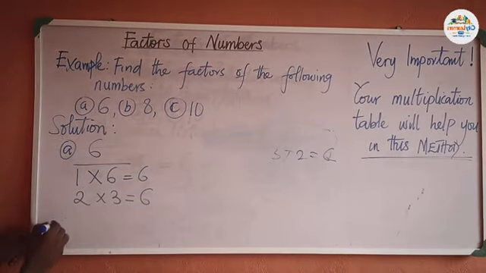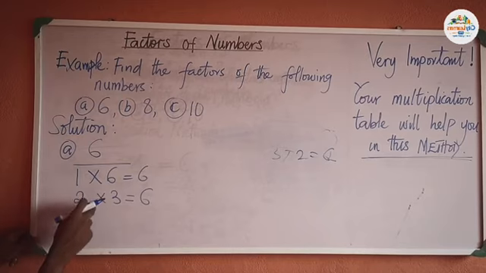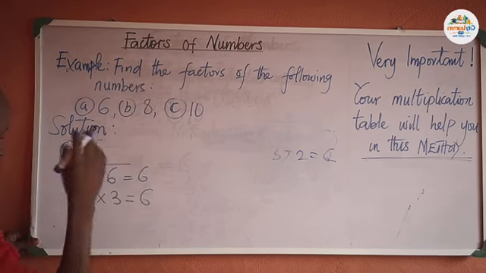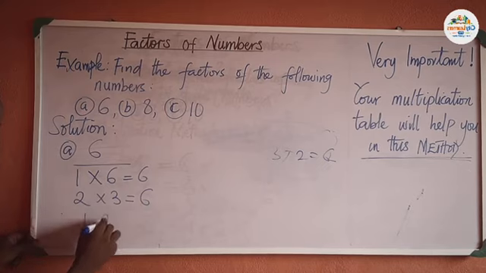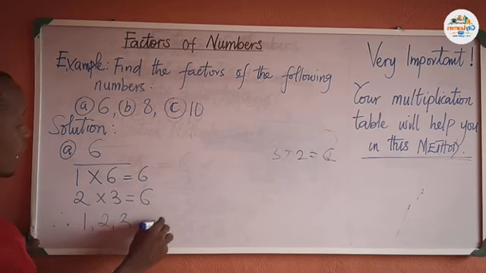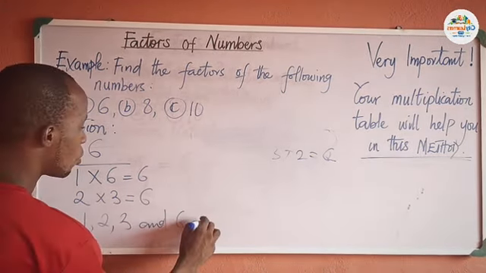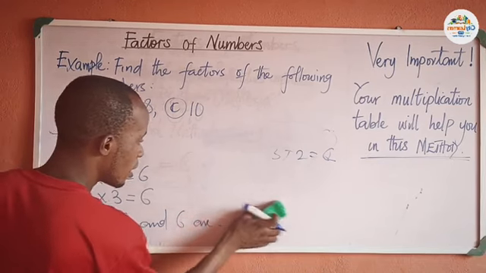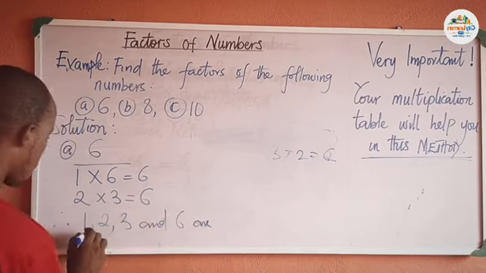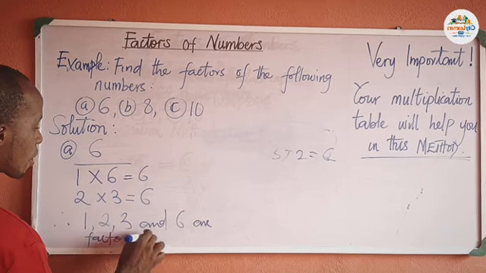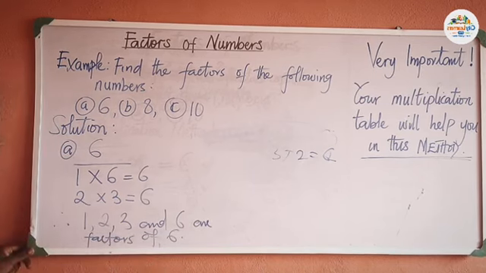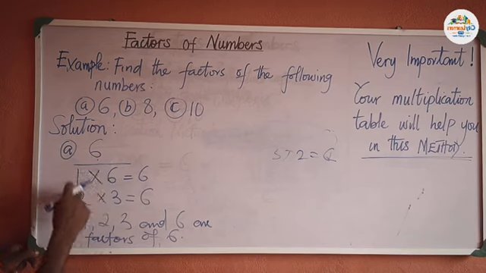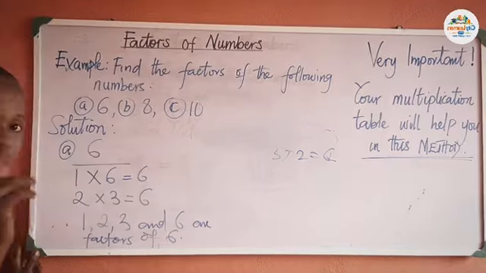Therefore, you have to write them down in ascending order, that is from the least to the biggest numbers. 1, 2, 3, and 6 are factors of 6. Why? Because all these numbers can divide 6 without a remainder.